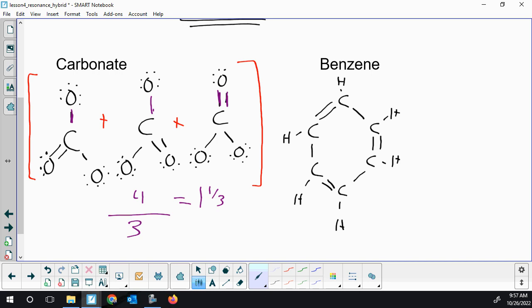But we don't see double, single, double, single, double, single when you study benzene. Okay. The reason for that is this drawing is one of two equally valid drawings. I could have put the double on the top right instead of the top left, and it's equally valid. So that's what I'm going to draw out as the second resonance structure.